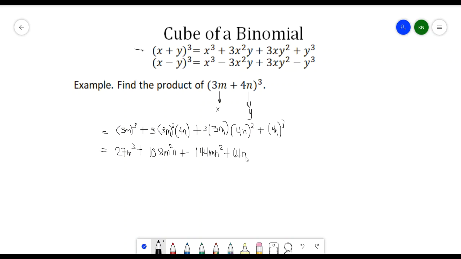You need to observe if there are still similar terms that we can combine. But if there are no similar terms anymore, then that is already the final answer. From this example, there are no similar terms anymore, so this is already our final answer. Because as you can see, m squared n is different from m n squared. So you have to observe that one.